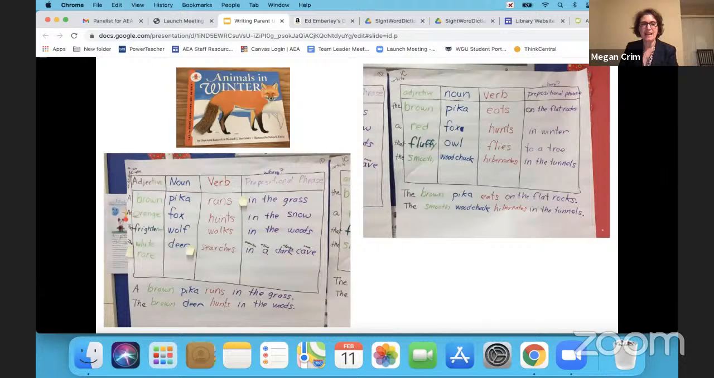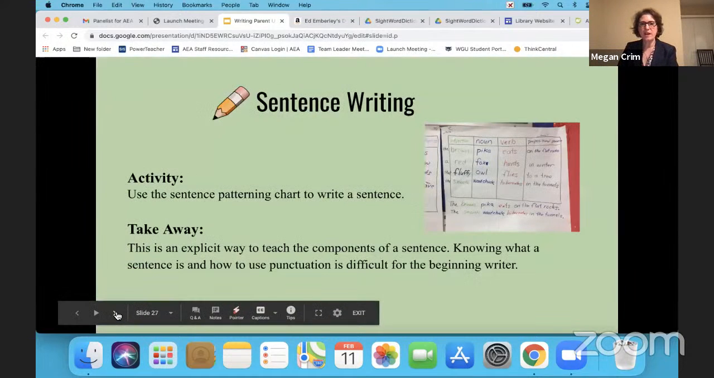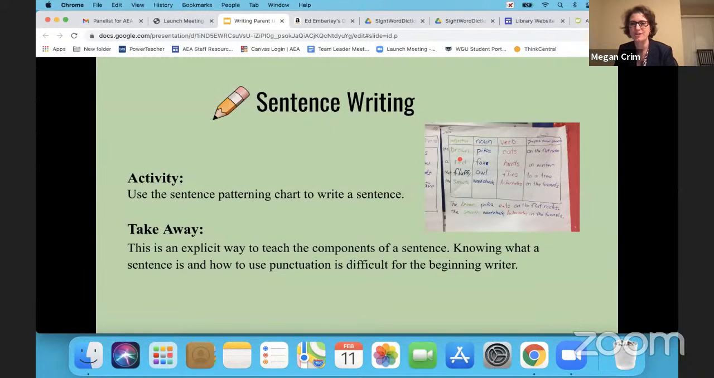And we can get into that even, an orange fox hunts in the woods. So what I thought I'd have you do is, I don't know if you can see this, use this sentence patterning chart. This is a GLAD strategy. This is a language development strategy. And try to write a sentence.